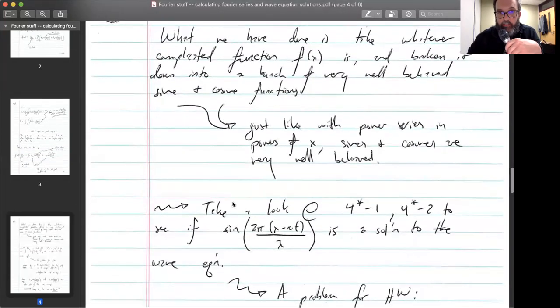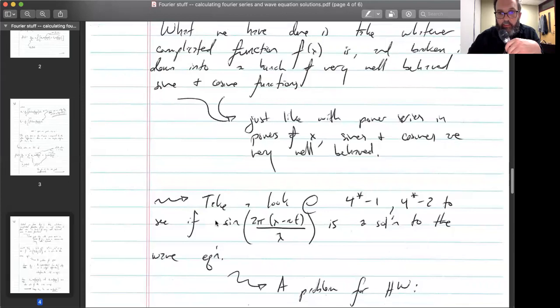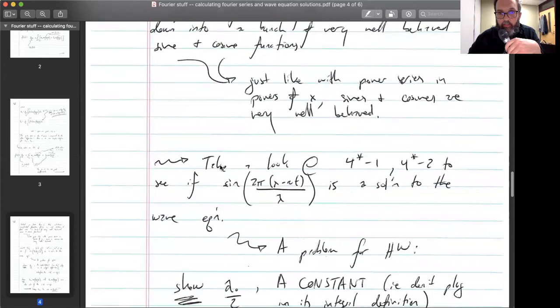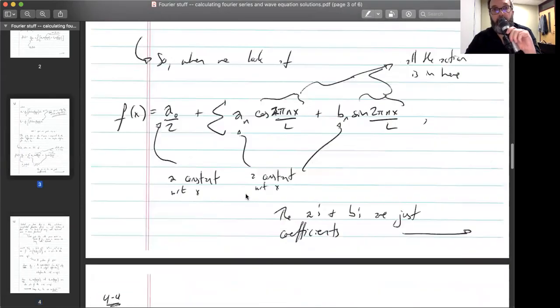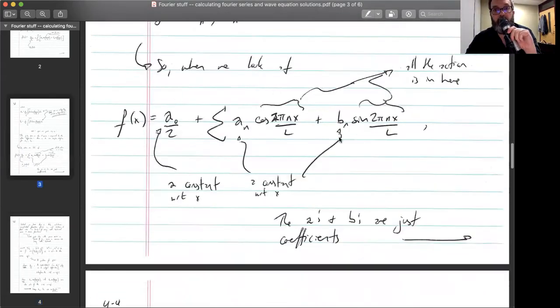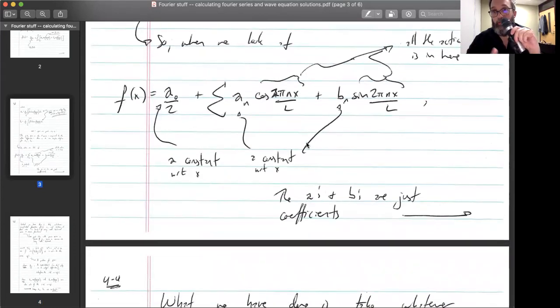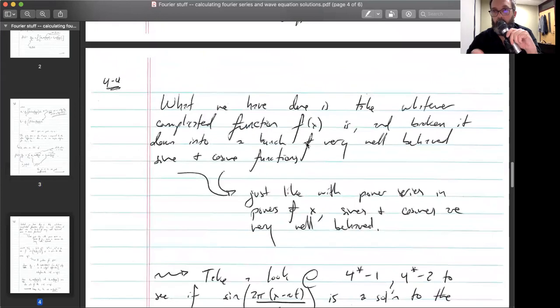Okay, now let's take a look at these other pages to look at the solution here. Let's see if sine of 2 pi (x minus vt) divided by lambda is a solution to the wave equation. We're going to walk through what it means to verify that this function is a solution to the wave equation. Then I'm going to ask you to do something that will take these terms and see if they are also solutions to the wave equation, which is the reason we're bothering to do this. I'll walk through the overview of this again soon.